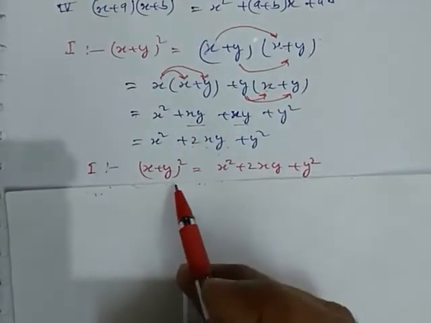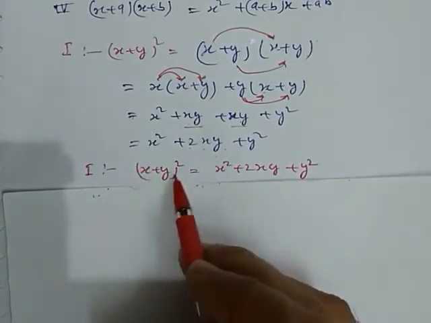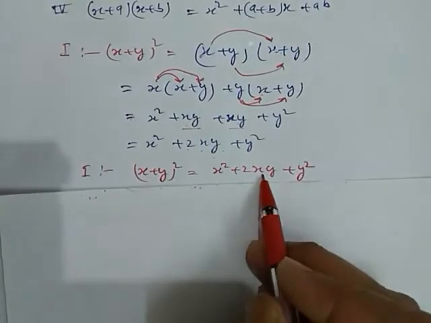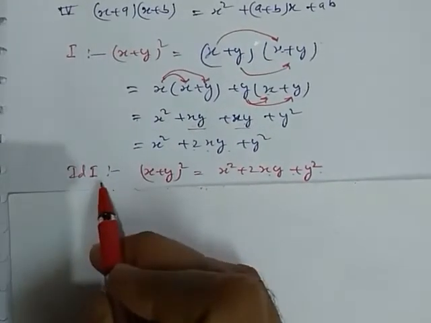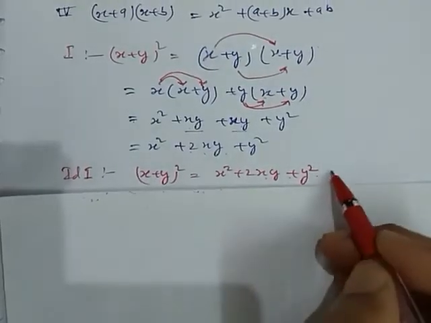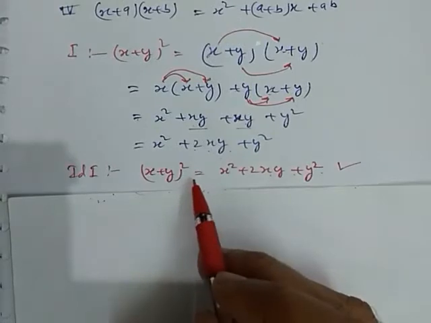So we directly write x plus y whole square is equal to x square plus 2xy plus y square, and this is our first identity. You have to memorize this, then you will find the solution very easily.